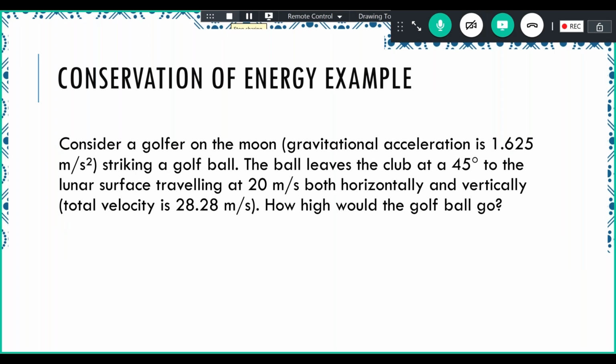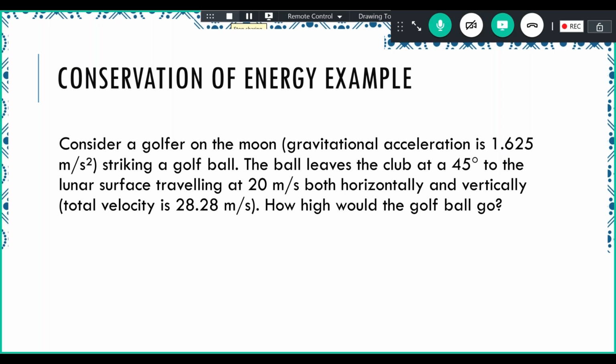I have an example here. It's a conservation of energy example. Here we have a golfer on the moon, and on the moon, the gravitational acceleration is 1.625 meters per second squared. And this golfer is striking a golf ball. As the ball leaves the club at a 45-degree angle to the lunar surface, it is traveling at 20 meters per second, both in the horizontal direction and the vertical direction.